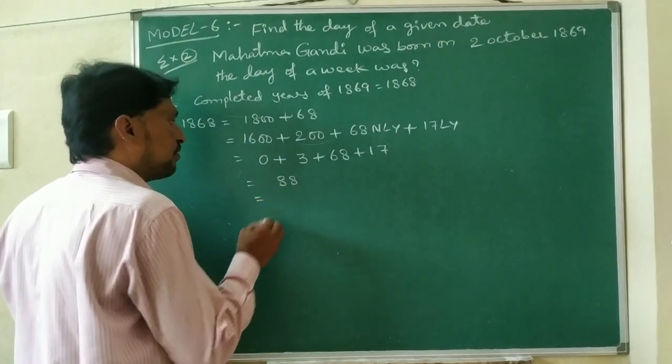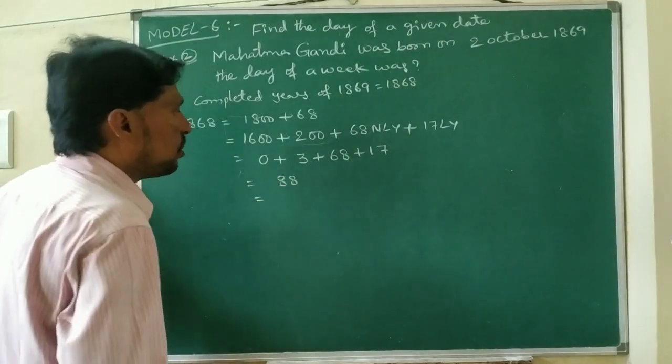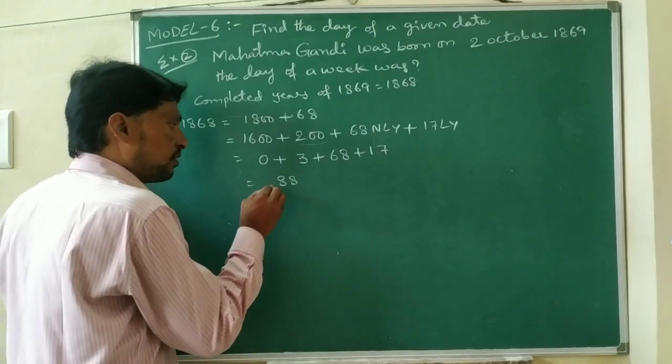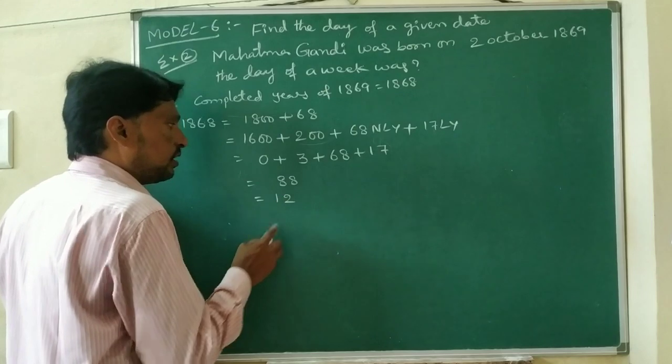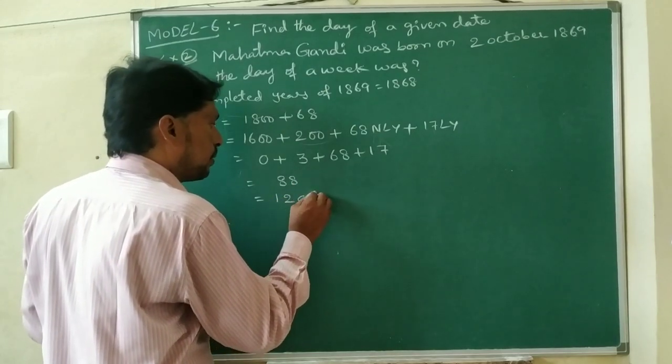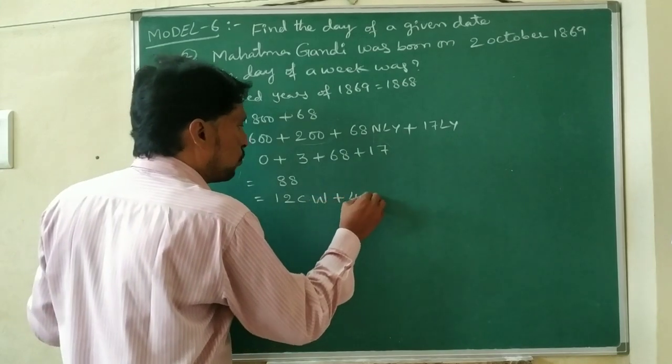So 88 is the days, and we need to calculate the odd days. 7 ones are 7, 7 twos are 14, 12 sevens are 84. 84 means 12 complete weeks plus 4 odd days.